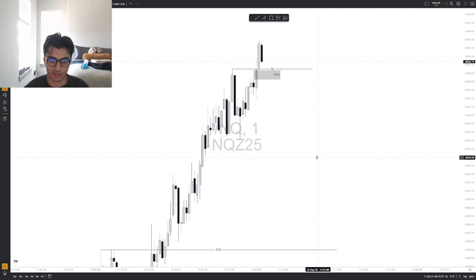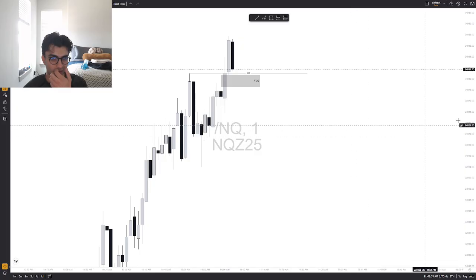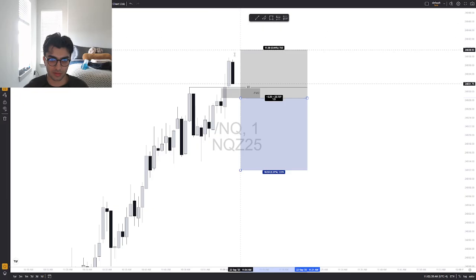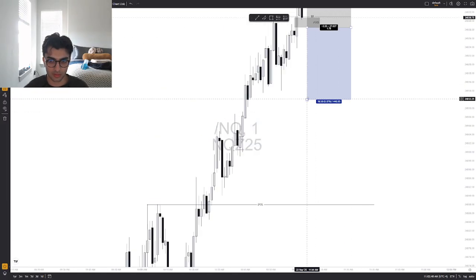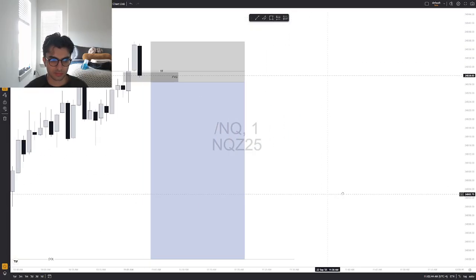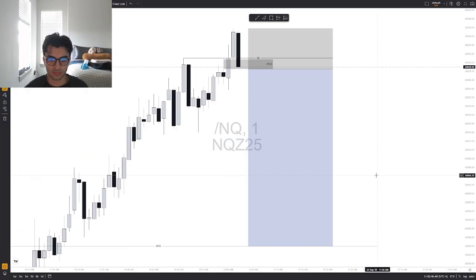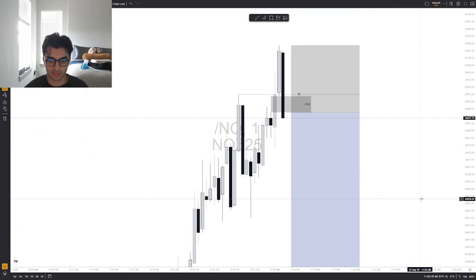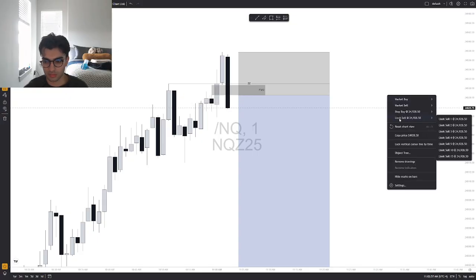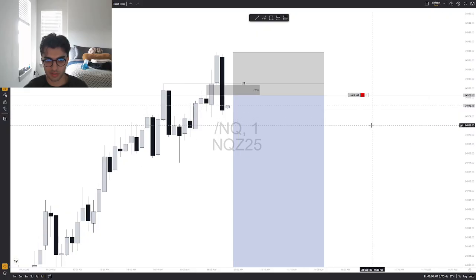So I'm waiting to see if this gets inversed. Then I would maybe consider shorts to this level. And this is going to be a risky one, in my opinion. I'm going to go ahead and limit sell one. We should get entered here.